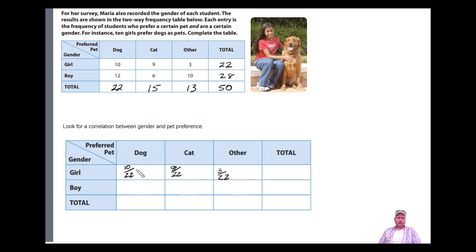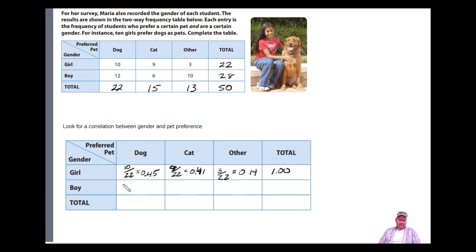And if you go to your calculator and you divide 10 by 22, you're going to get a decimal. It's going to give you 0.45. And if you take 9 out of 22, you're going to get 0.41. And 3 out of 22 is going to give you 0.14. Now, together, 45 plus 41 plus 14, 45 and 41 is 86, plus 14. That gives us a decimal of 1.00, which means we've accounted for all of our girls.